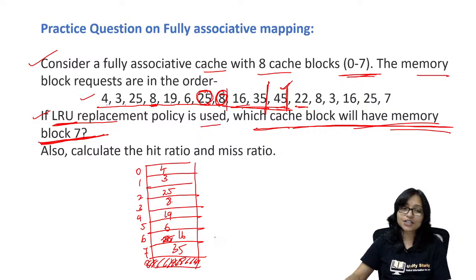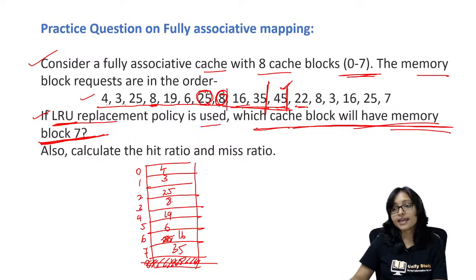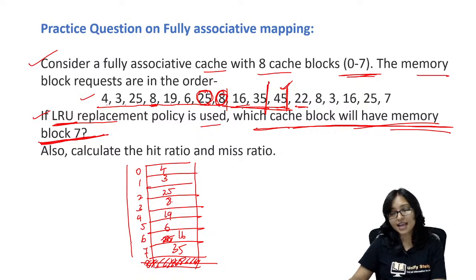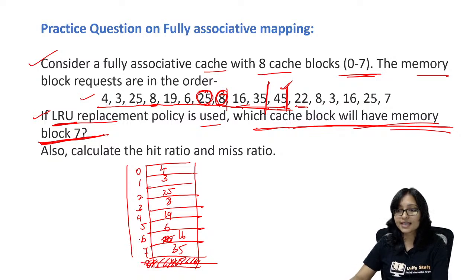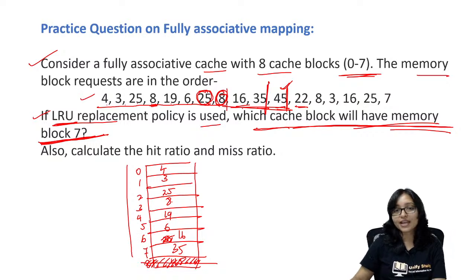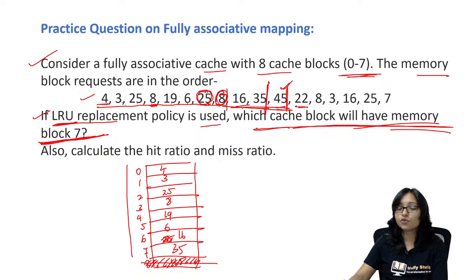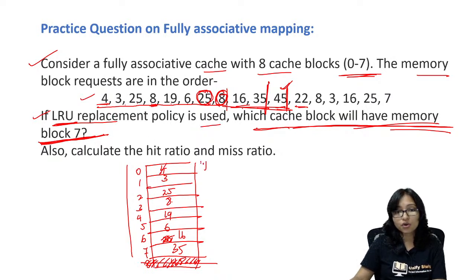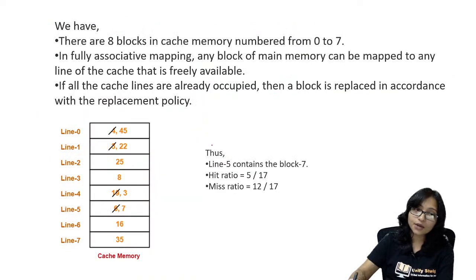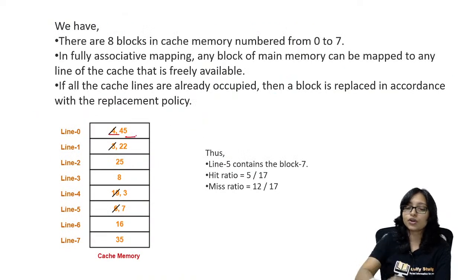Yes, I did the correction. I am sorry for that. Here it will be 0 to 7. Yes, the 8 block will not be there. Here it will be 0 to 7. I did the correction, guys. Now, which one will be replaced? I have to check now which one is not recently used. You can see definitely 4 is not recently used. So, I can replace the 4 with now 45, right? That we did here, 4 replaced with 45.